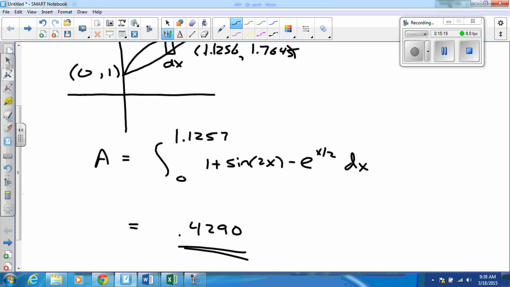Do your grader a favor. In some way indicate that this is your final answer. Double underline is good. Boxing is good. Putting a smiley face next to it is a little cheesy. But you can do that.